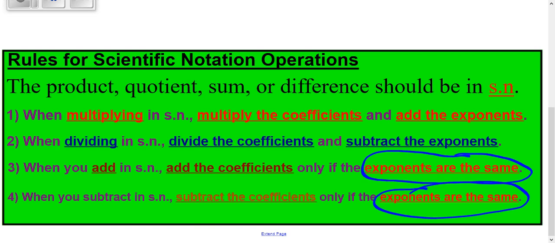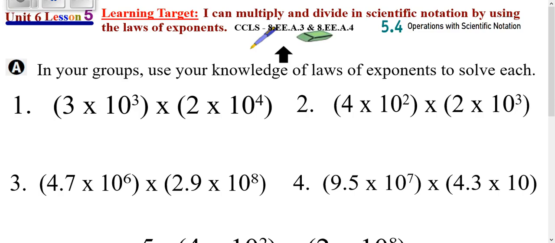And when you add in scientific notation, you add the coefficients, and we'll get up to that, only if the exponents are the same. The exponents have to be the same for you to add. And subtract, the exponents have to be the same too. But this time you subtract the coefficients. We'll get up to some of those questions, but let's go ahead and just roll with these.